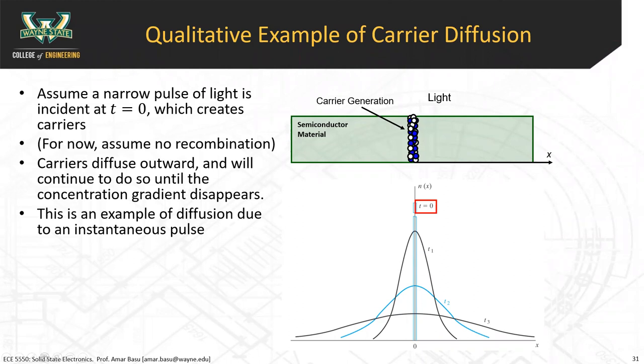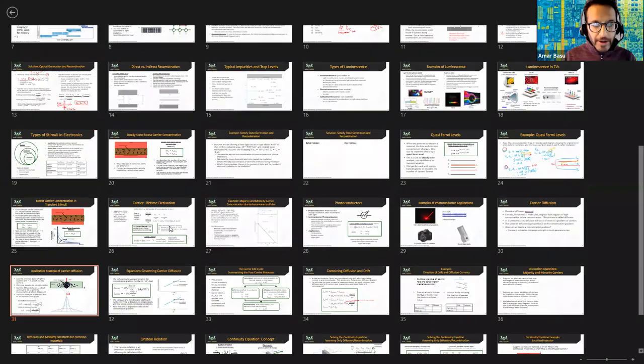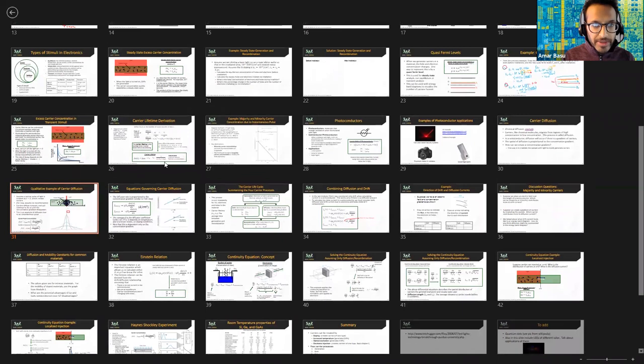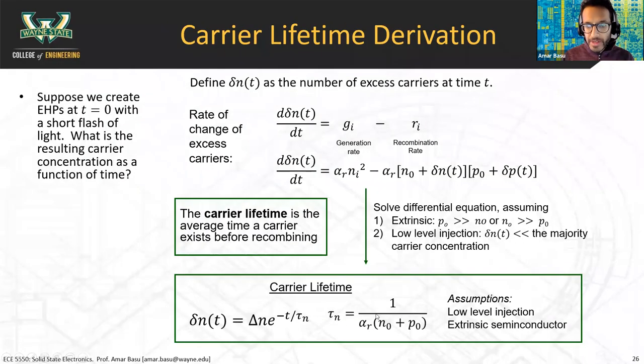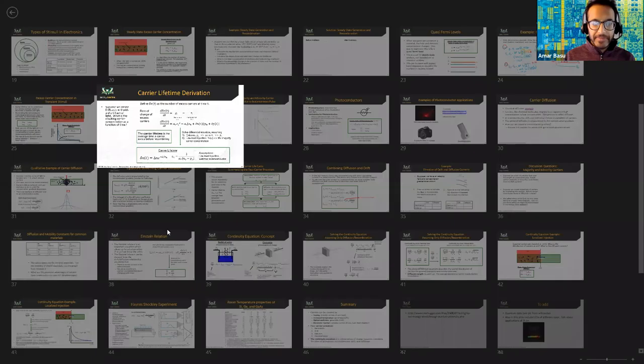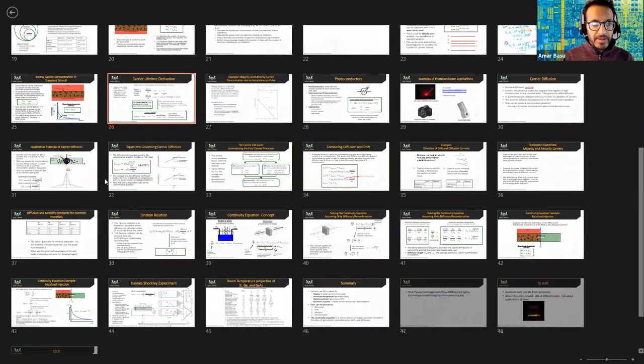If everyone recalls the carrier lifetime, we derived the carrier lifetime here. The carrier lifetime is inversely proportional to N and P. So the more electrons and holes you have, the smaller the carrier lifetime is going to be.